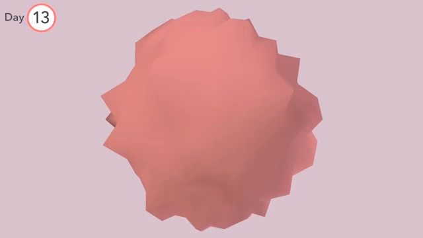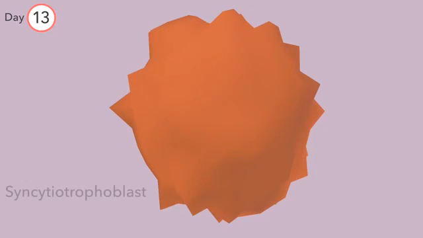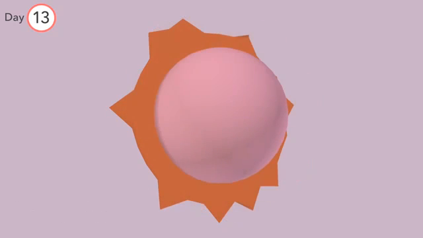By day 13, the blastocyst is firmly implanted in the endometrium. We'll now make sagittal cuts through each constituent part, one after another. The outermost is the syncytiotrophoblast, which secretes the beta-HCG we detect in pregnancy testing.